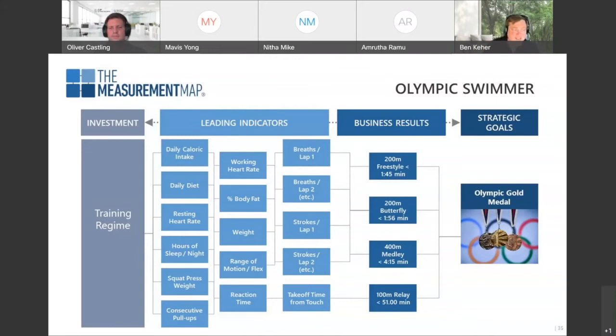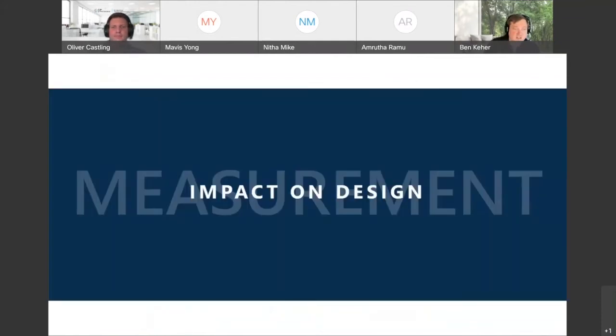So now that we understand what the measurement map is about, it's about having clear strategic goals. It's about breaking those strategic goals into business results that will lead to those, and then defining a range of different indicators that tell us we're on the right track, then going back further and building training that directly helps us achieve those. So what's the impact on design? How does going through a measurement map impact our design?